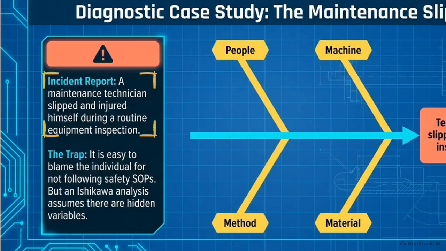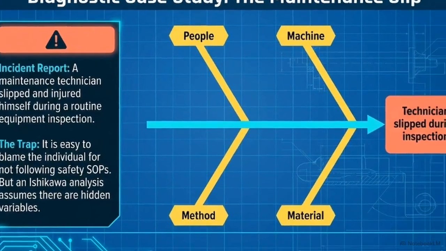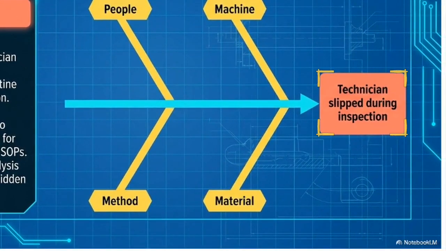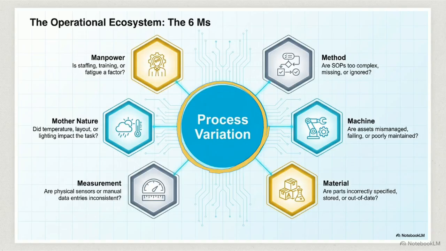To build the diagram, we start by defining the exact, measurable problem. That effect goes into the red box at the right, the head of the diagram, anchored by a central spine. This circular matrix shows how teams map the broad ecosystem contributing to that problem.